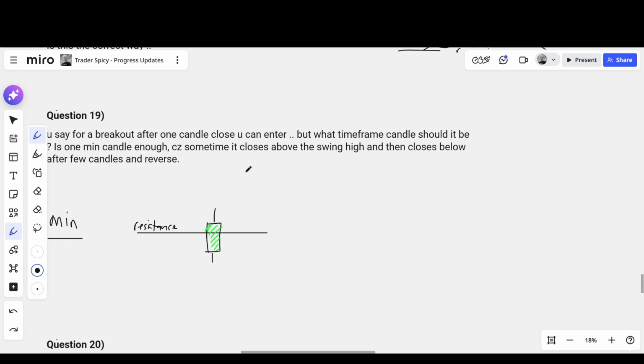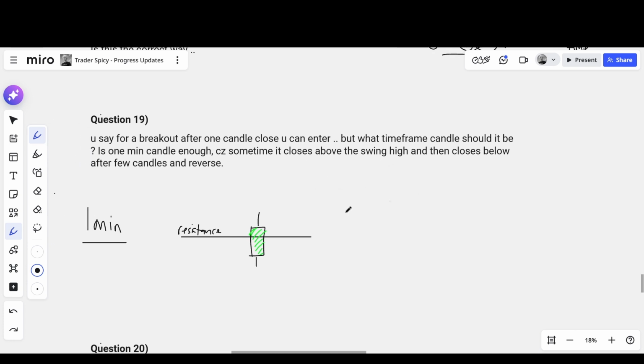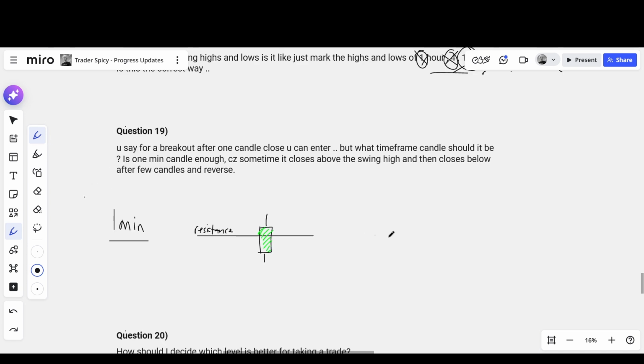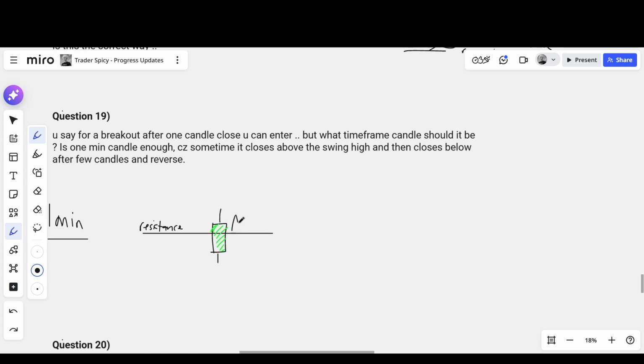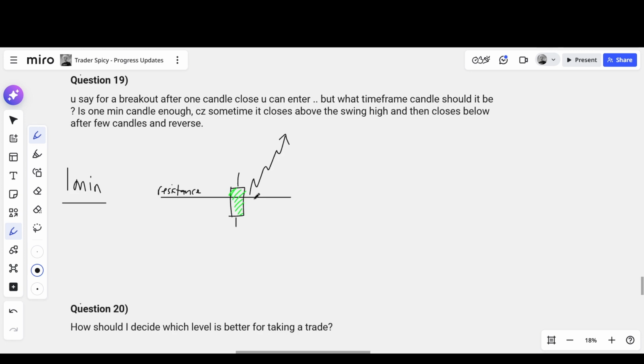Yes. Okay, second part of the question. Because sometimes it closes above the swing high and then it closes below after a few candles and it reverses. Okay, so this is important. When you get a candle close above resistance, some of the time it is going to pump. Other times it's going to dump, right? Either it's going to go up from there or it's going to go down from there.